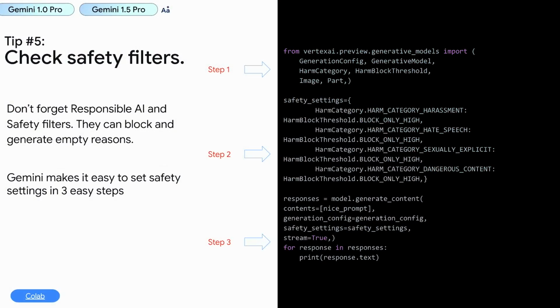It just takes 3 steps to set and use these safety settings using the SDK, but you can also do it using the UI as well. And there's a link to the collab that you can follow later.